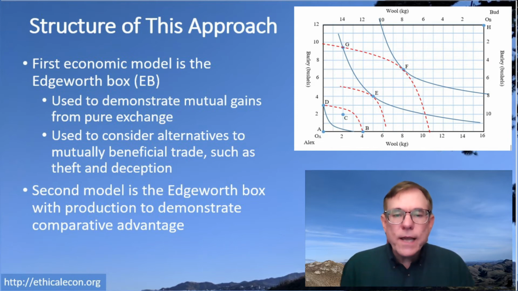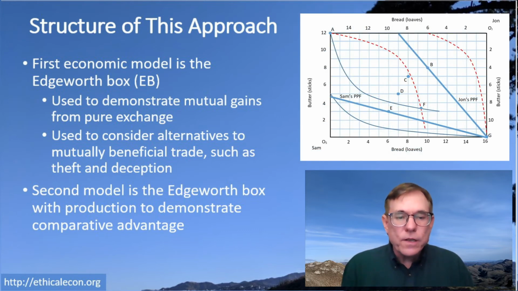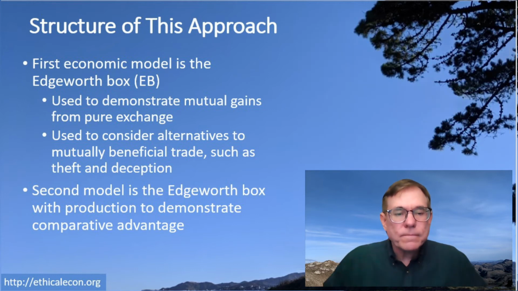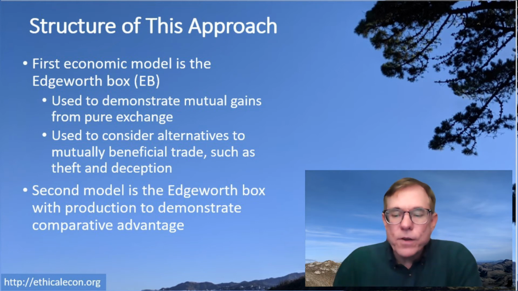In order to understand why ethical behavior is important, it's also important to demonstrate how the outcomes of the models will change when unethical behavior is allowed. The second model presented is the Edgeworth box with production included in order to demonstrate comparative advantage and how profit-motivated agents will actually lead to more efficient outcomes. This is an important element that contributes to the belief in freer markets.